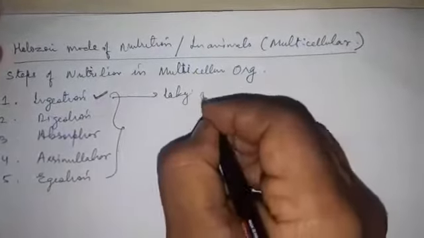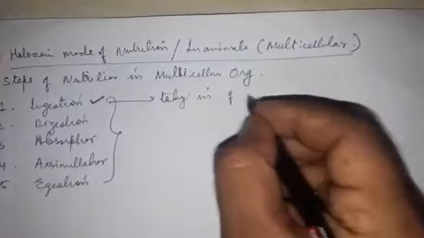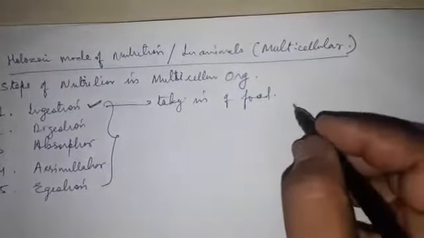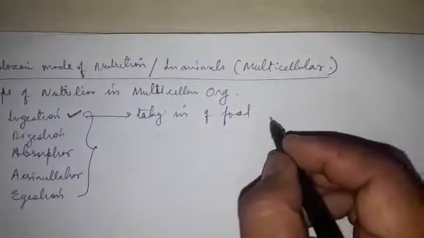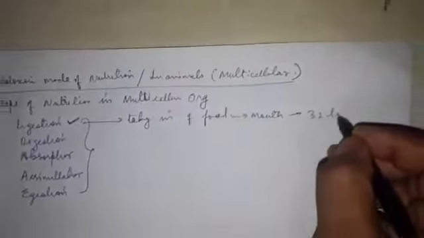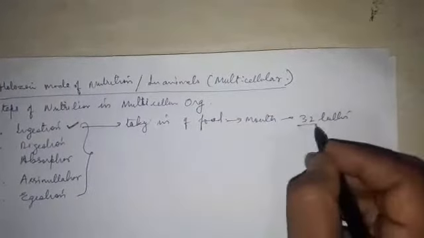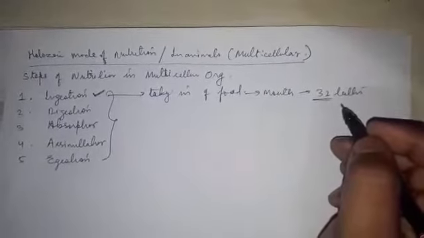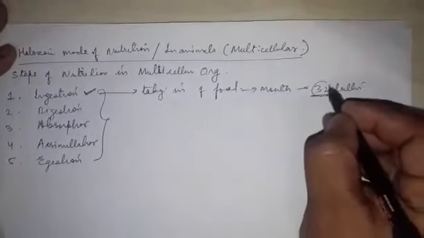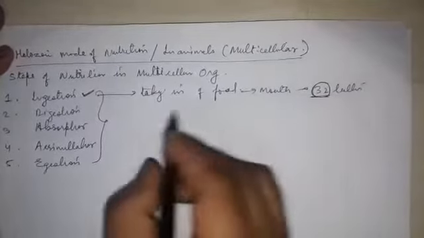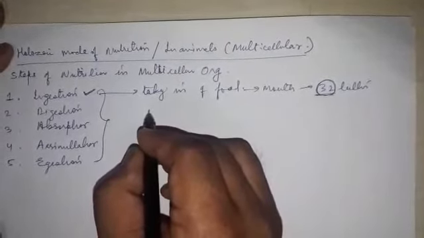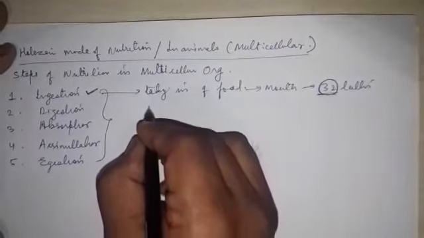Okay, so when we take the food in through our mouth, the mouth is having 32 teeth. Now these 32 teeth have different functions. In these 32 teeth we have different types of teeth. The front ones, that are flat, are called incisors.